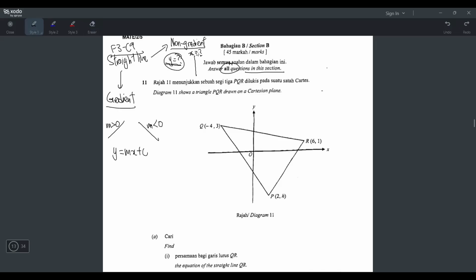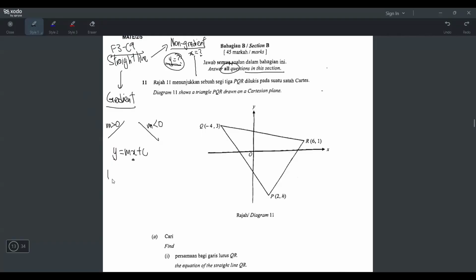Non-gradient line, there's only one variable. It's like x equals something or y equals something. Okay, it's either only x or only y. But for a gradient line, it will have both variables, because it will cut the y-axis and x-axis, right? That's why I got two variables, y and x, right? And now my job is to teach you how to find the equation. To find the equation, you need the m and the c, the gradient and the y-intercept.